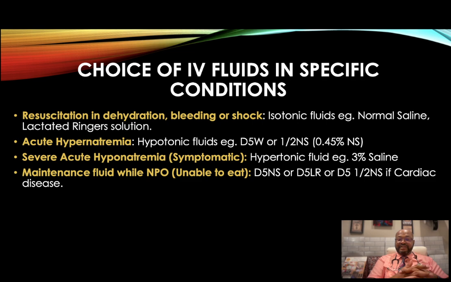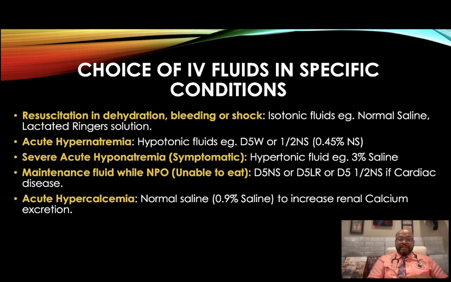Maintenance fluid while the patient is unable to eat, we tend to use dextrose-based fluid just to give them a little bit of calories. And so we use D5 normal saline, D5 LR, or D5 half normal saline if you want to reduce the sodium load, especially in cardiac patients. For acute hypercalcemia, we tend to use normal saline because we are trying to increase the renal calcium excretion, which needs a lot of sodium load in the distal tubule to increase the secretion.